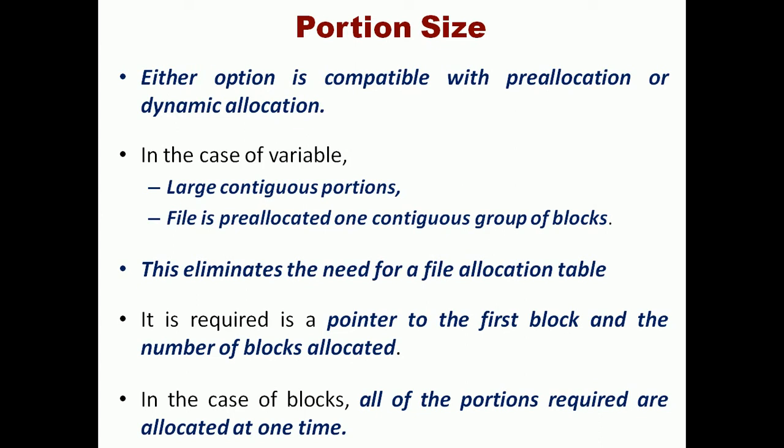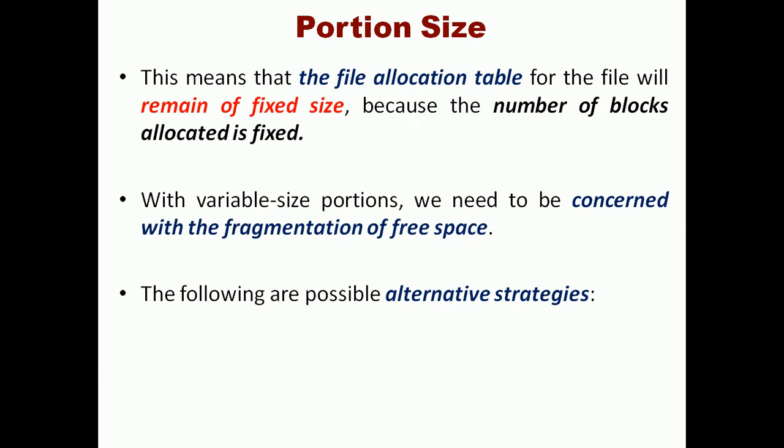In all these cases, all of the portions required are allocated at one time, because it is pre-allocated, and the file allocation table for the file will remain fixed size and the number of blocks allocated is fixed. Because it is pre-allocated, we cannot change that. So here we encounter the problem of fragmentation. It is concerned with the fragmentation of free space. So for that we go for some alternative strategies.